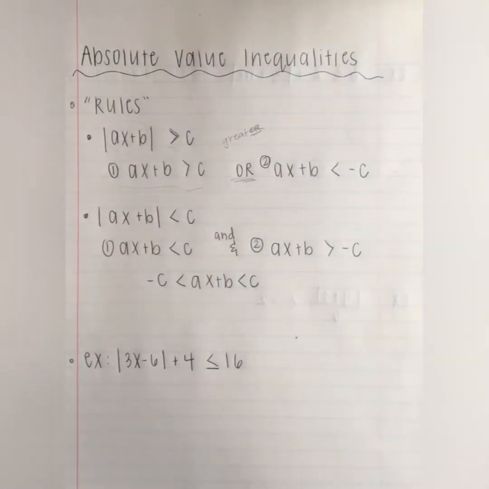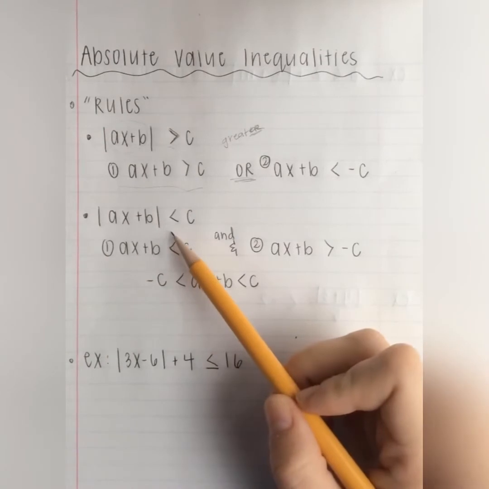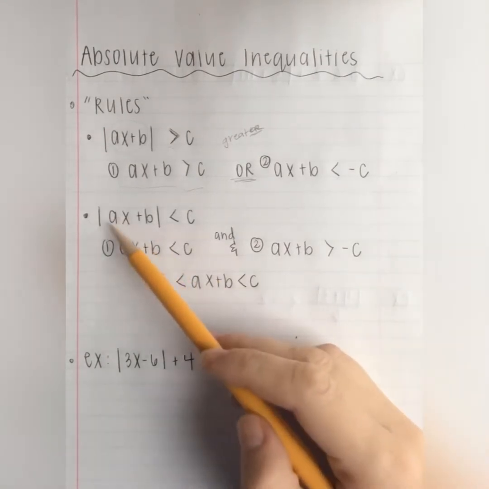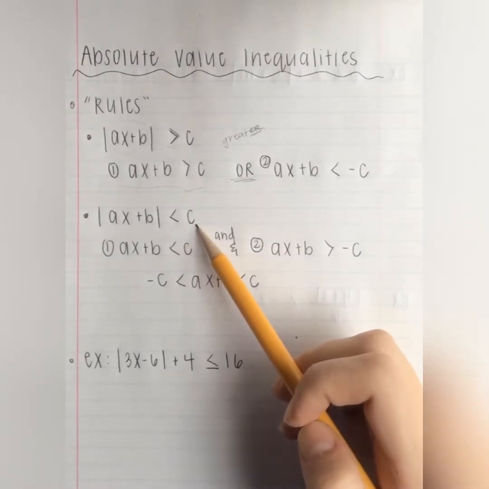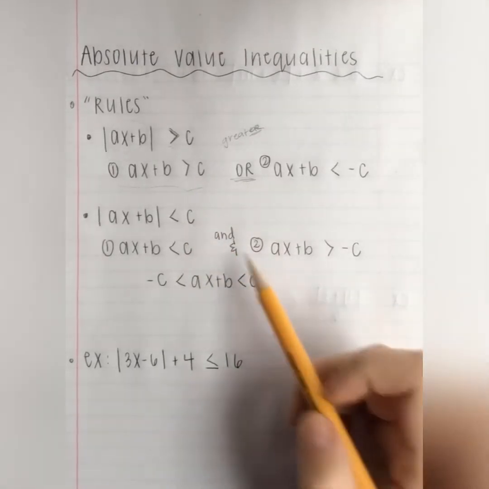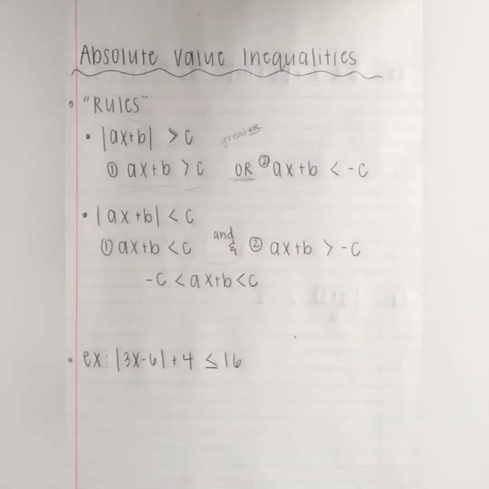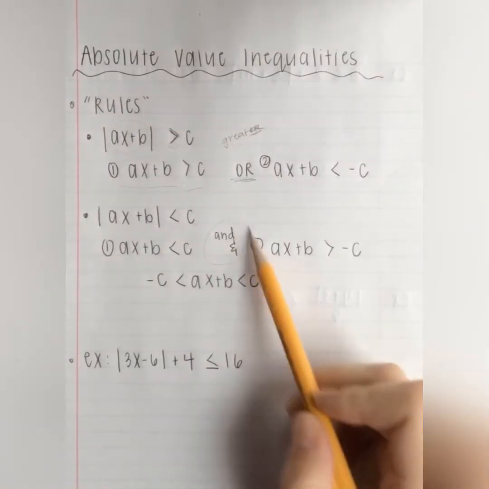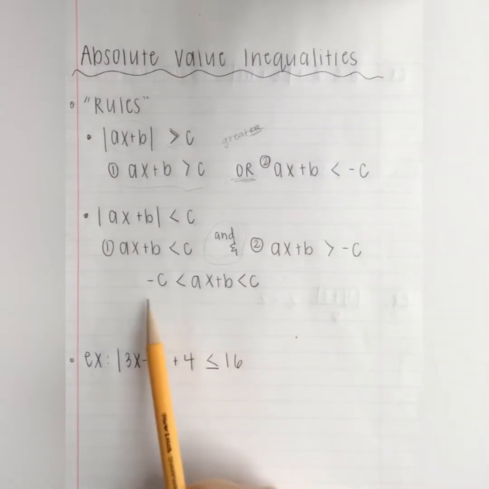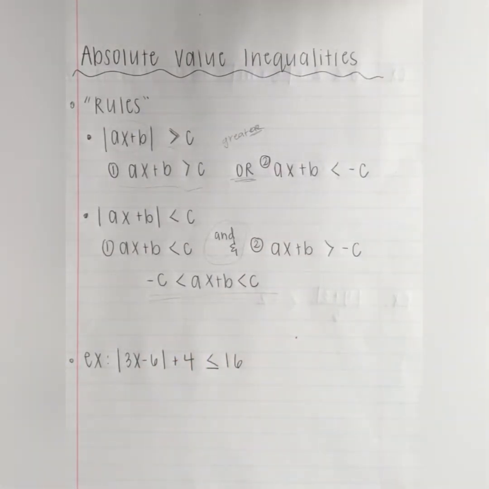Okay, and then our second rule we have down here: when the absolute value of something is less than some number, that's going to be our and inequalities. With our and inequality statement, remember, you can also write them as one single statement, just like we have down here below, okay? Same rules as above apply down here, okay?